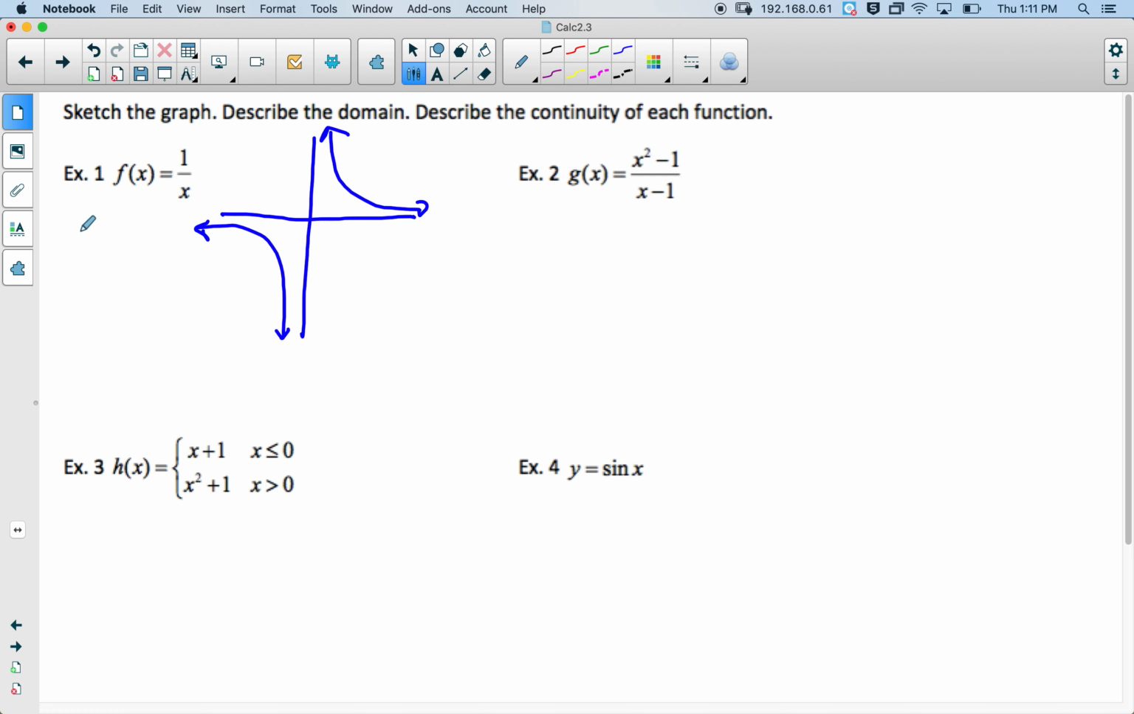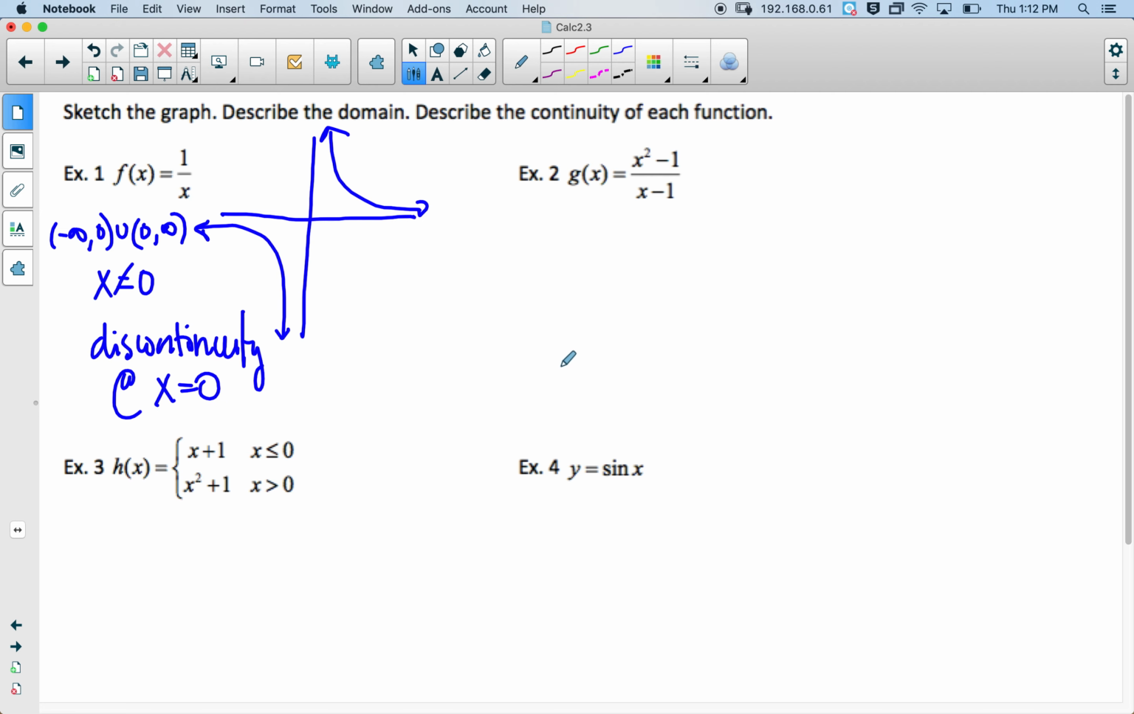And the domain is negative infinity to 0, and that U stands for union, and then 0 to infinity. And if you see I have brackets, that means 0 is not included. And a shorter way of saying that is x cannot equal 0. So we have a discontinuity at x equals 0. Okay, all right.